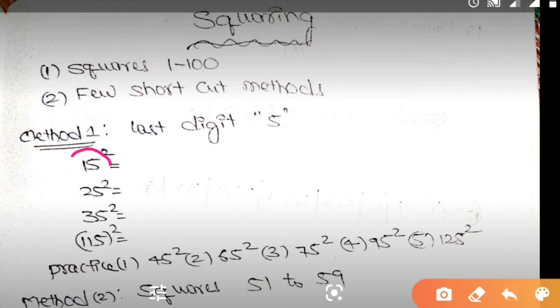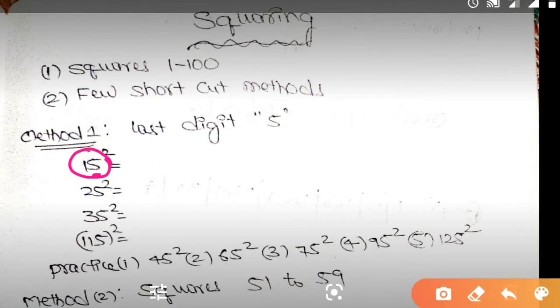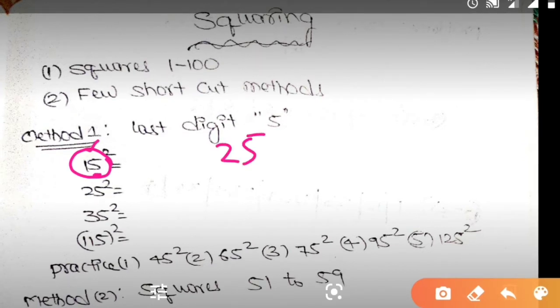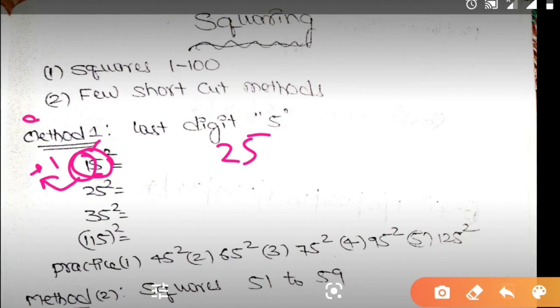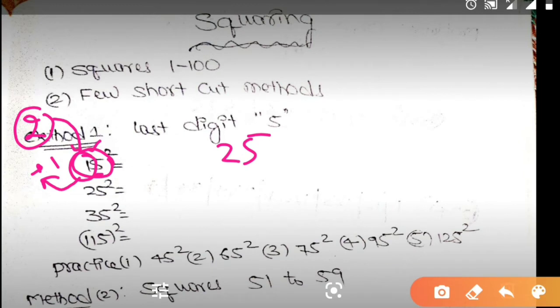If you want to find 15 squared, here the unit digit is 5. So 5 squared is 25. Here we have 1 in the tens place, so we increase this 1 by 1, and we get 2. Multiply this 2 with this number: 2 ones are 2. So 225 is the answer.